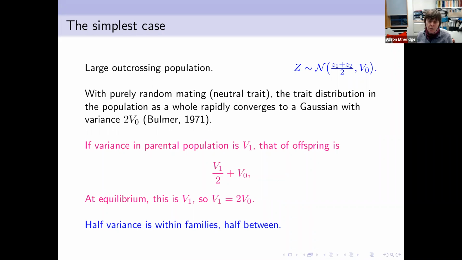Now, the variance of (Z1 plus Z2) over 2, well, that's just going to be half the variance of one of the Z's, right? Because we get a half squared is a quarter, but then we've got Z1 plus Z2, which are independent picks from the population because we're looking at neutrality. So that gives us a quarter times 2 times V1, and that gives us V1 over 2. So at equilibrium, we're going to see that V1 is twice V0. And so half the variance that we're seeing in the population is coming within families and half between families.